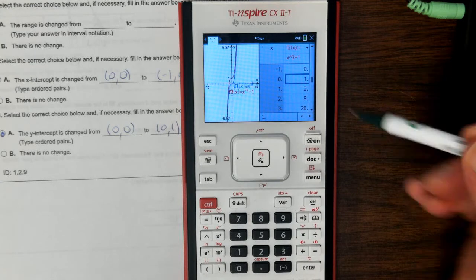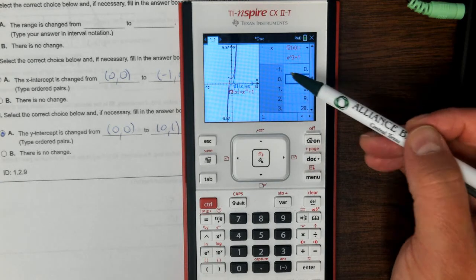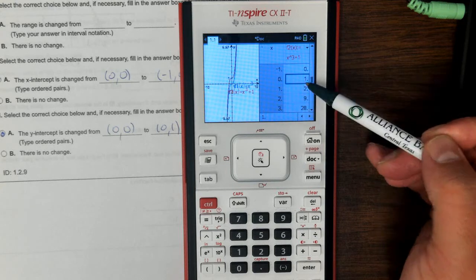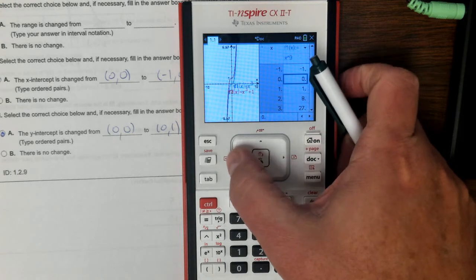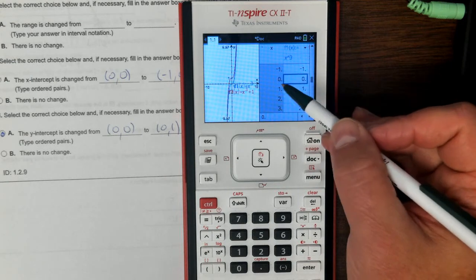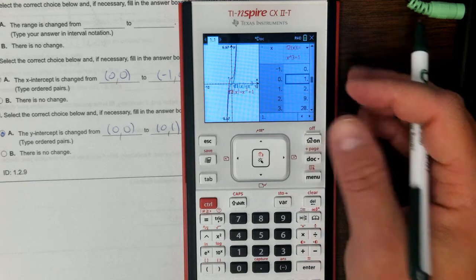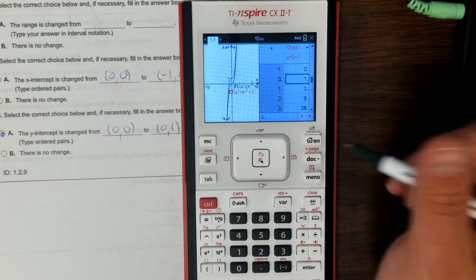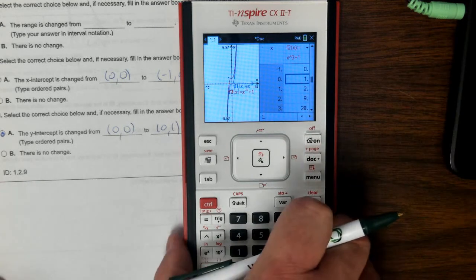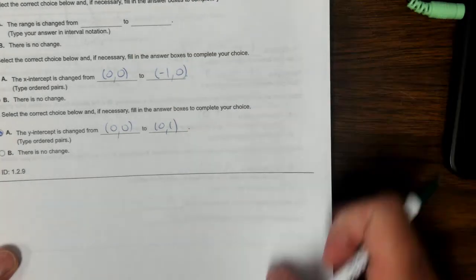So notice I'm under the red column, which is function 2. So this is negative 1, 0 and 0, 1. But if I were over here in function 1, it'd be negative 1, and 0, 0. So it's just how the calculator works. The x still shows up. Okay, so there's number 7.